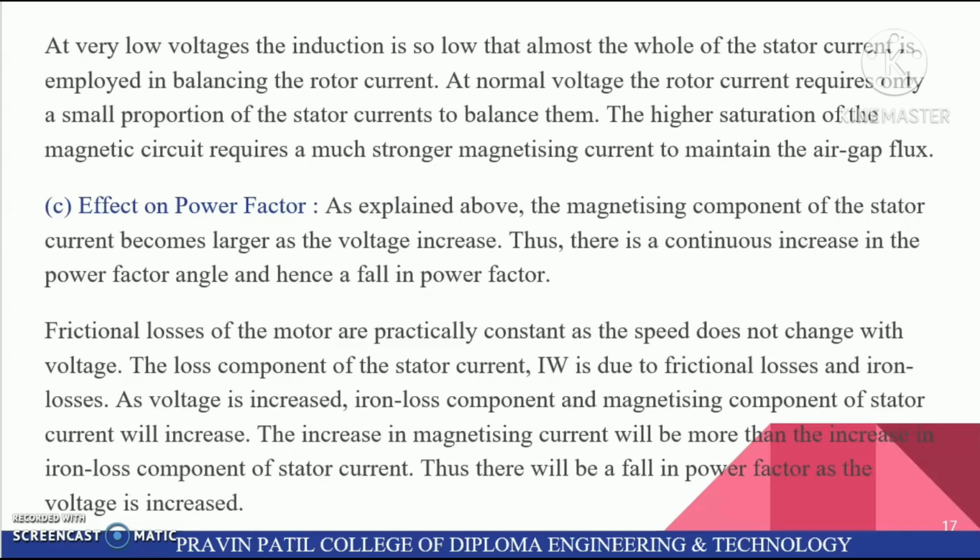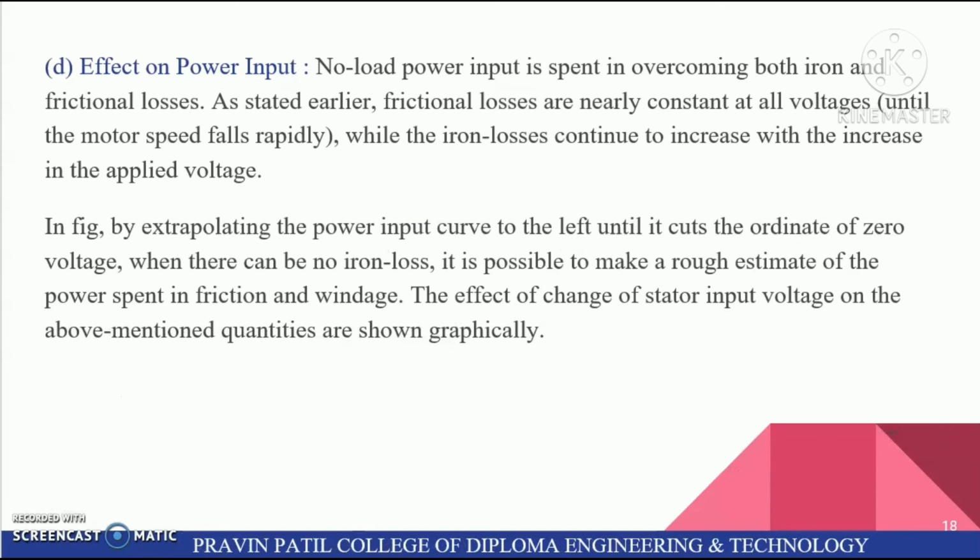Frictional losses of the motor are practically constant as the speed does not change with voltage. The loss component of the stator current, IW, is due to frictional losses and iron losses. As voltage is increased, the iron loss component and magnetizing component of stator current will increase. The increase in magnetizing current will be more than the increase in the iron loss component of stator current. Thus, there will be a fall in power factor as the voltage is increased.